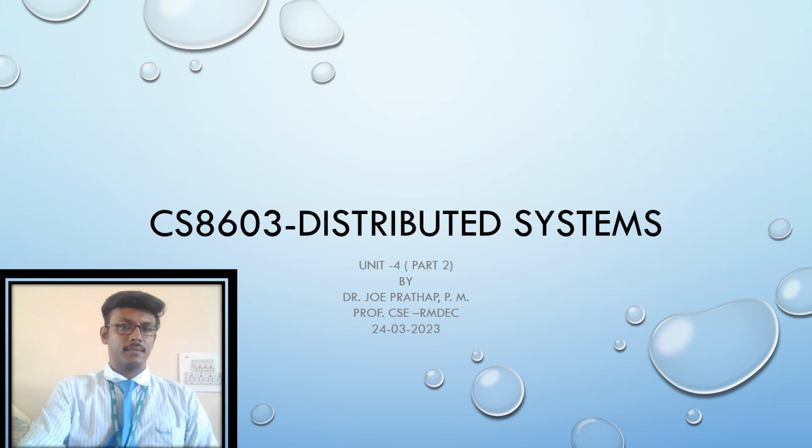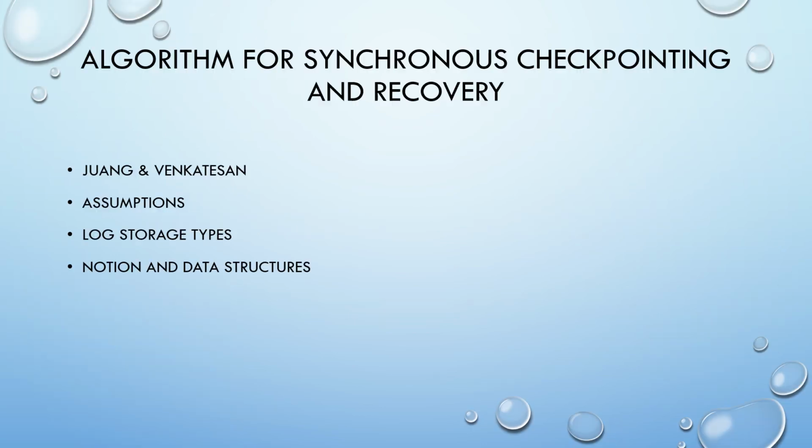Good morning, students. Today we will see some topics from Unit 4 of Distributed Systems, and we are focusing on the algorithm for synchronous checkpointing and recovery. In the previous video we also discussed checkpoints. A checkpoint is nothing but a saved state, and the procedure of restarting from a previously checkpointed state is called rollback recovery. Here we are going to see one algorithm, the synchronous checkpointing algorithm.